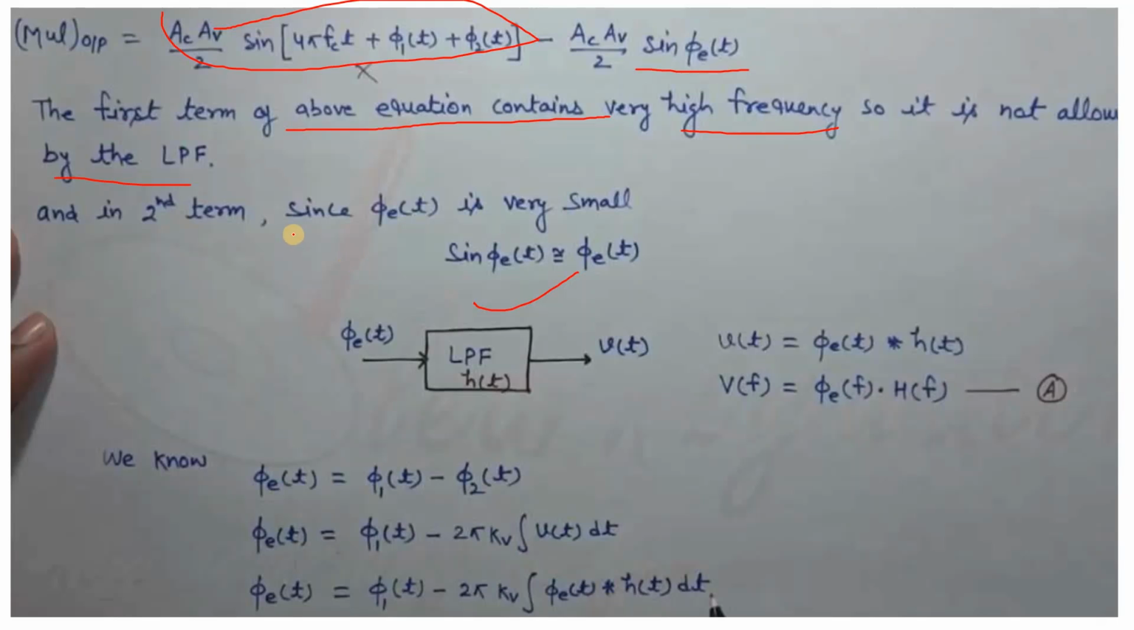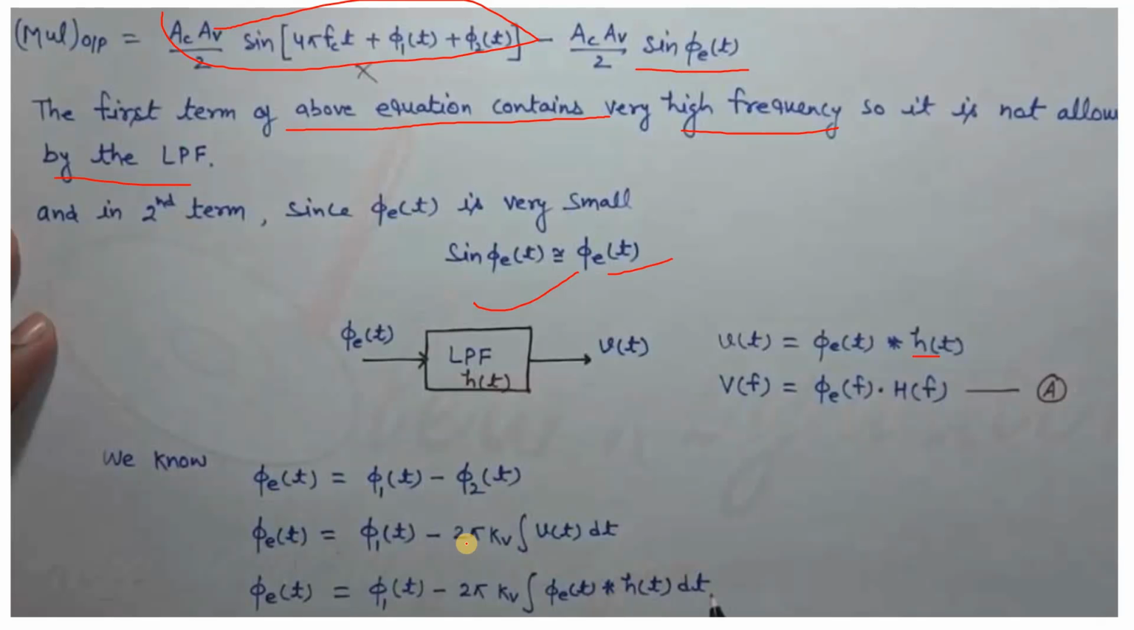And in the second term, since φe(t) is very small, sin φe(t) is approximately φe(t). So v(t) is nothing but φe(t) convolved with h(t). What is h(t)? h(t) is the transfer function of the low pass filter. Then applying the Fourier transform, V(f) = φe(f) H(f). Then we know that φe(t) is equal to φ1(t) minus φ2(t).